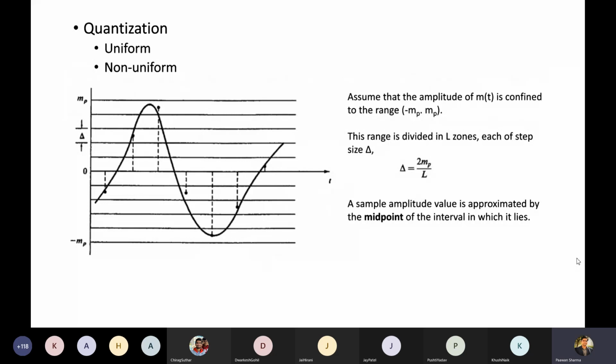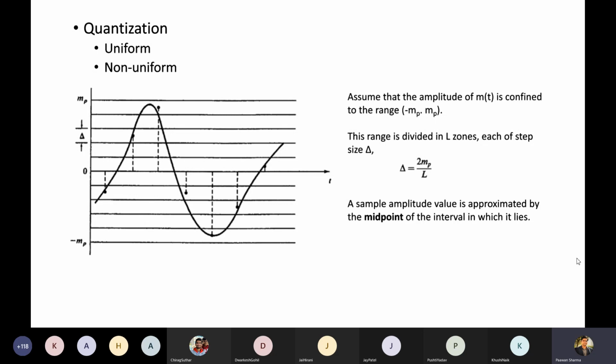After sampling, we have this important concept of quantization. As we have discussed earlier, quantization is actually discretization in amplitude. There are two types of quantization, uniform and non-uniform quantization. Assume your signal m(t) is lying in the range minus mp to mp. This signal never crosses this value.